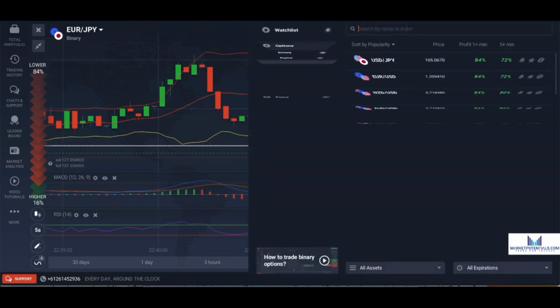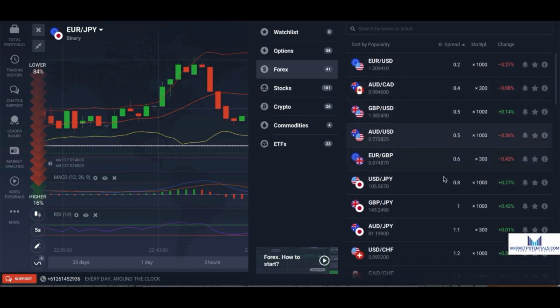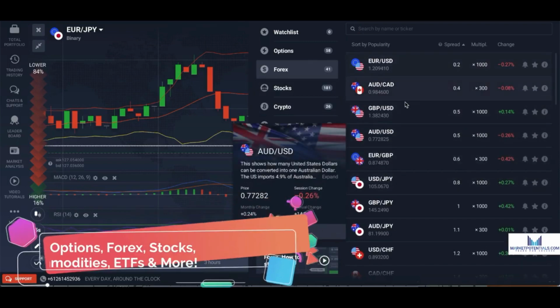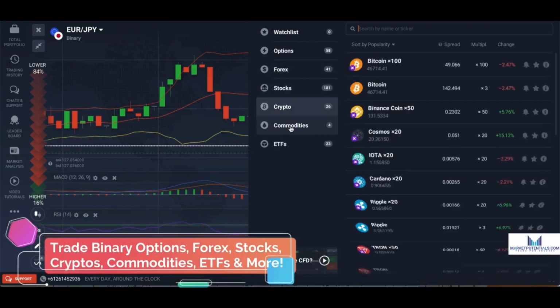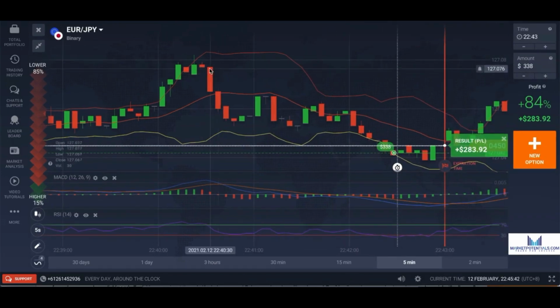Now before I move away from that, do remember that this is a full-fledged trading platform. You can obviously trade Forex, stocks, crypto, commodities, ETFs, whatever else you want, with IQ Option as well. But first, like I said, you put in the pair, you choose the pair you're going to trade.